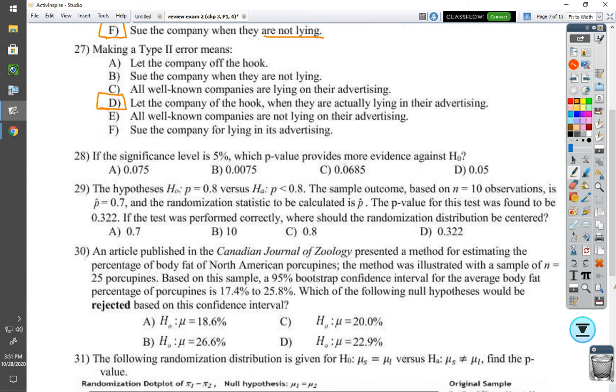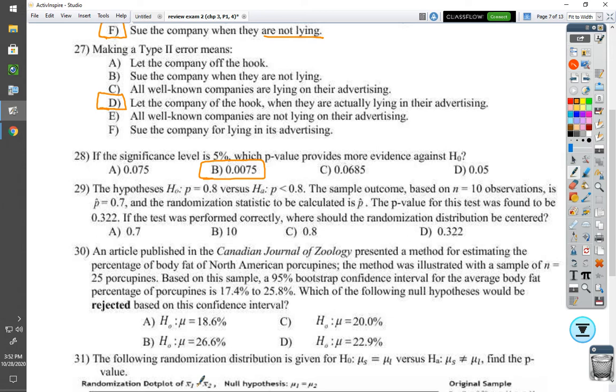Number 28, if the significance level is 5%, which p-value provides more evidence against H sub 0? You always want the smallest value you can find. Always the smallest value.